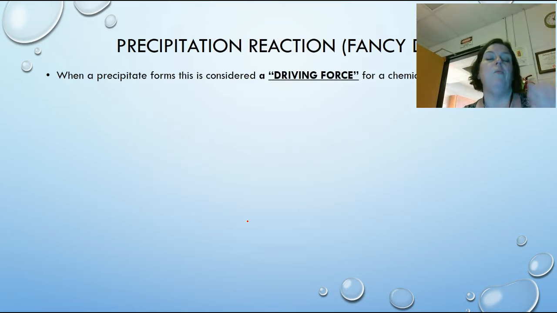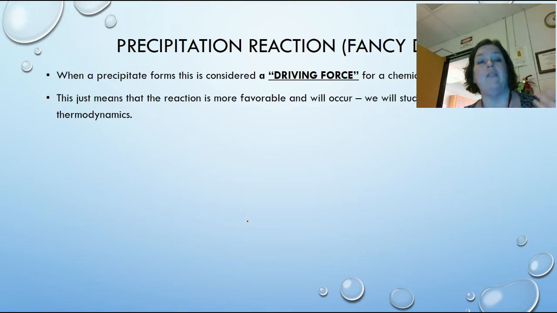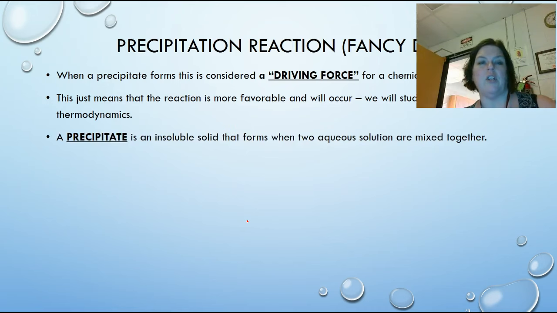Okay, so when a precipitate is formed, it's considered a driving force for the chemical reaction. That just means that it's favorable. The chemical reaction will occur because this is going to happen. We're going to talk about this a little bit more in thermodynamics, but just understand, driving force means that a chemical reaction is going to happen. If I see it, it's the driving force that's making the chemical reaction occur.